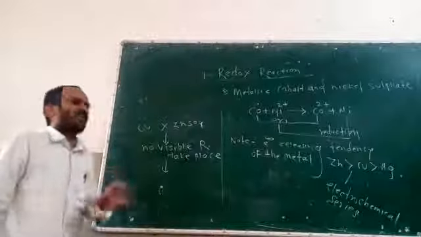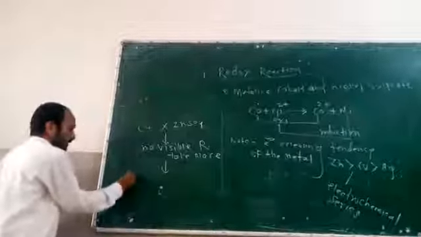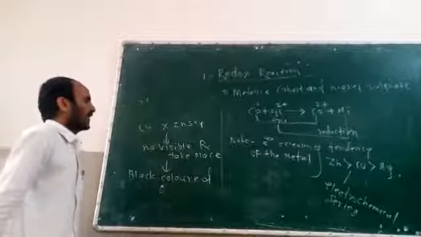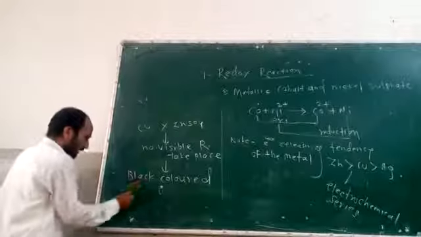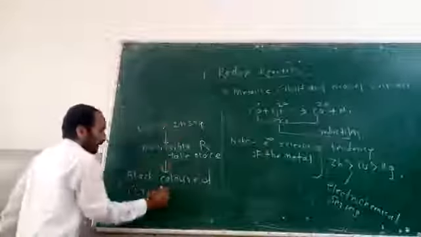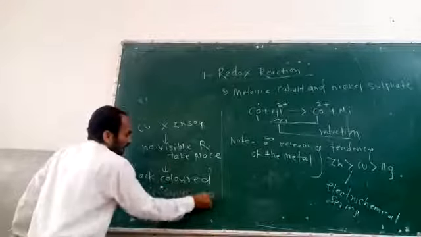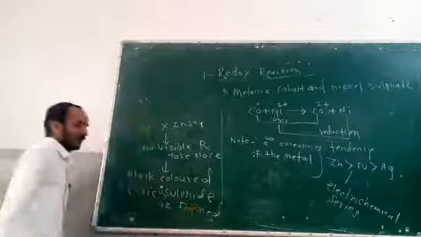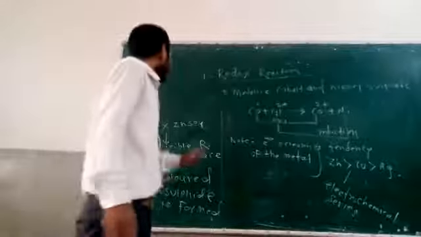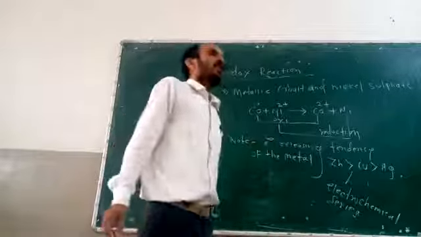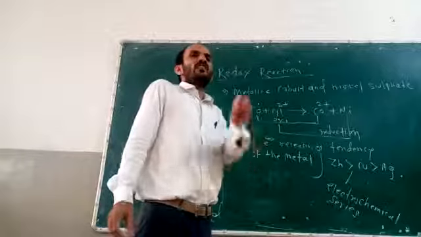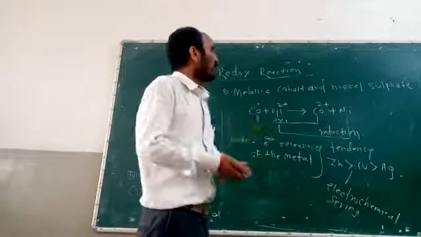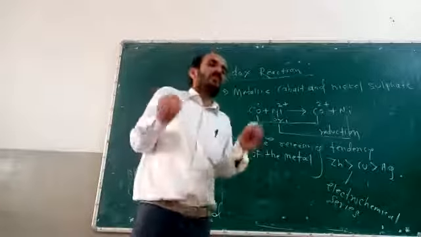But finally, black colored cupric sulfide is formed. This is the result of this reaction. The first two reactions are the most important reactions for examination, that is, the color and the redox reaction. These are the most important points of this topic.